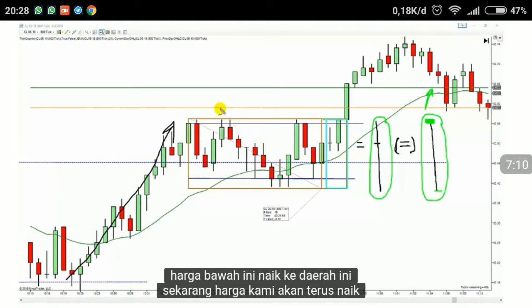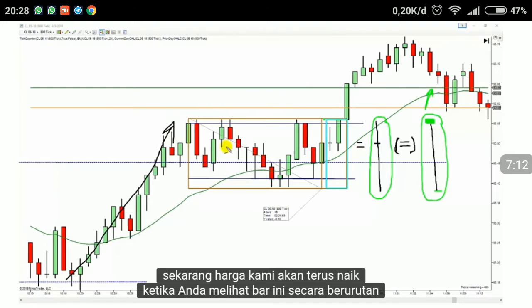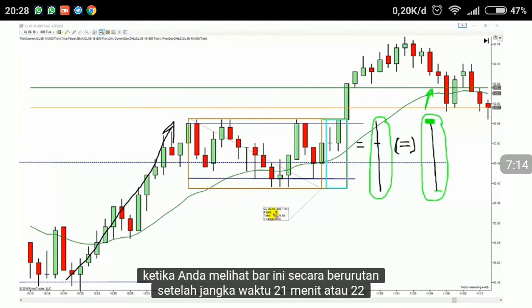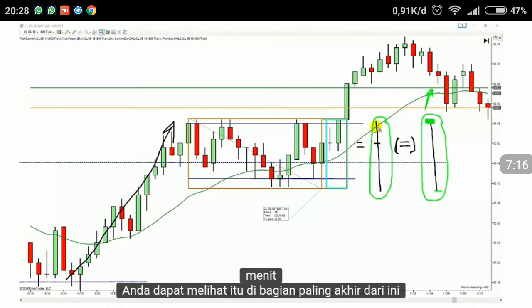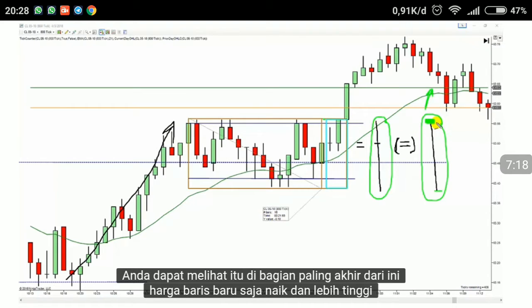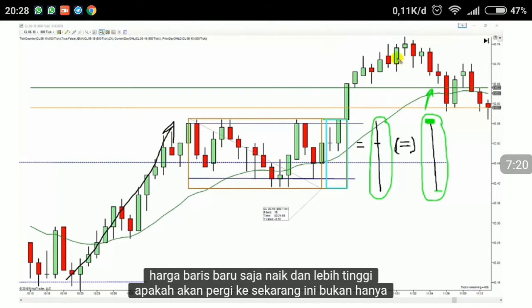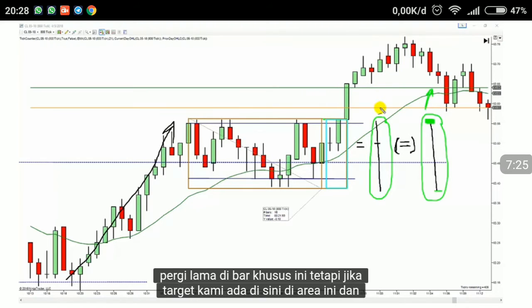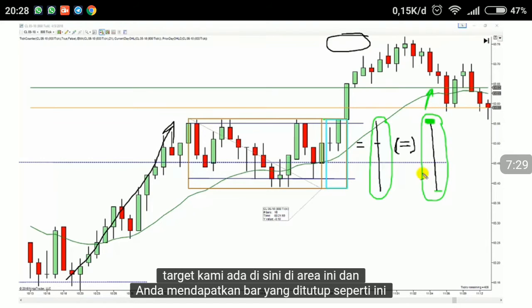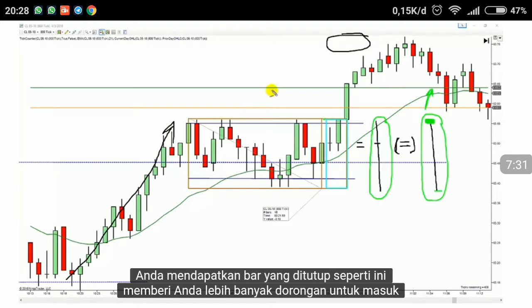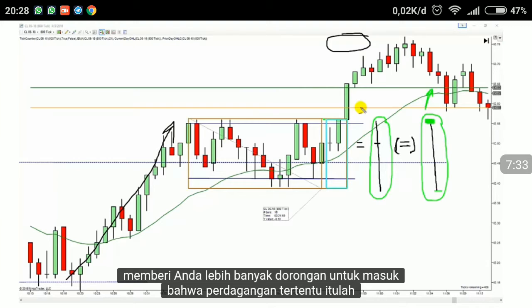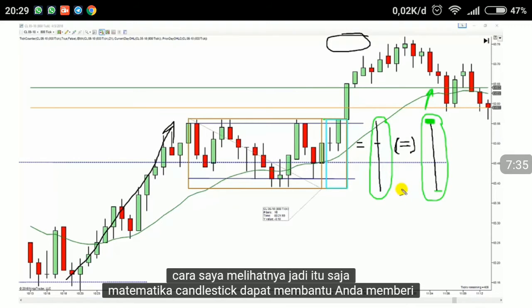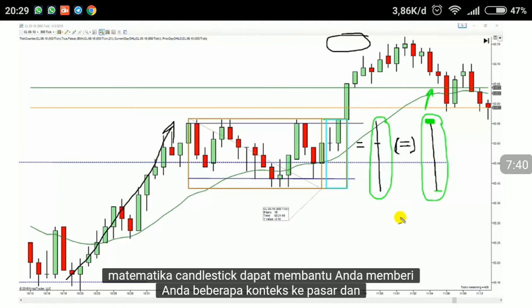Now our price is going to continue up. And when you look at these bars in sequence, after a 21-minute period of time, or 22 minutes, you can see that at the very end of this line, prices just moved up higher. This isn't the only way you would determine whether to go long on this particular bar. But if our target is up here in this area, and you get a bar closing like this, it may give you more impetus to getting into that particular trade. At least that's the way I look at it. So that's how candlestick math can give you some context to the market.